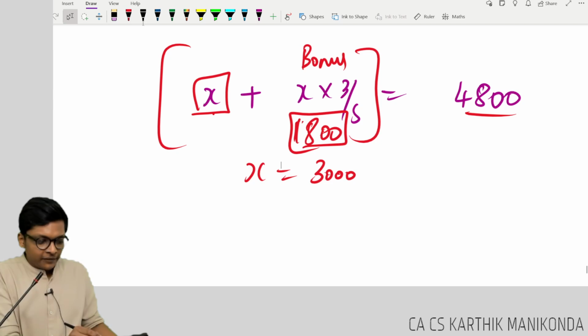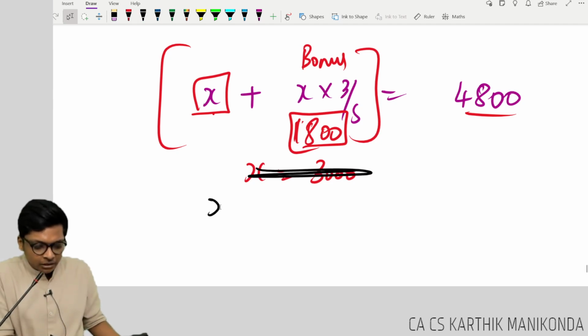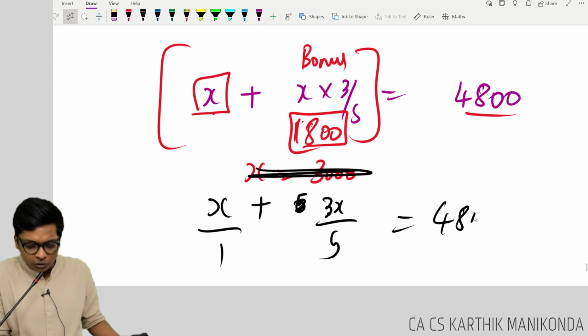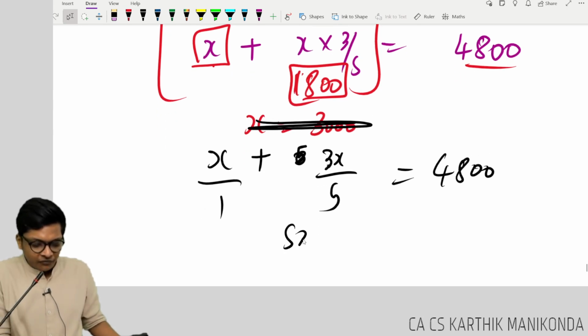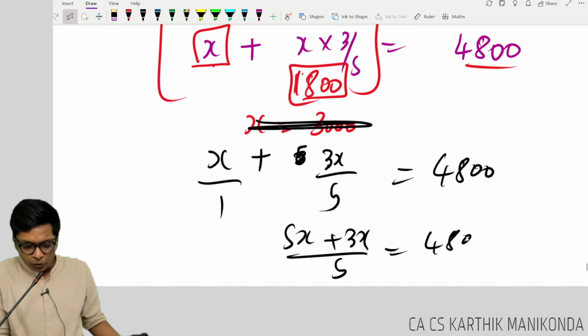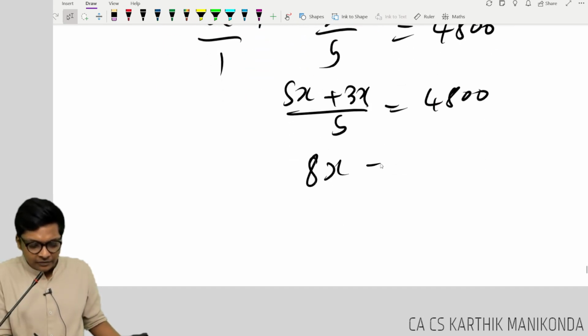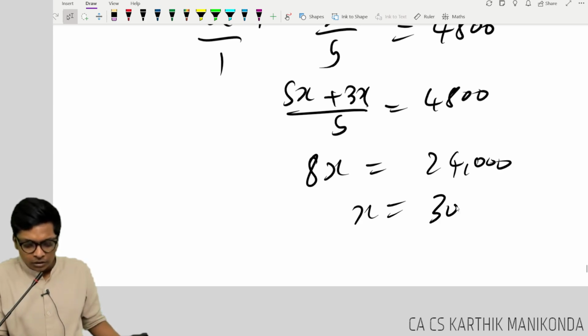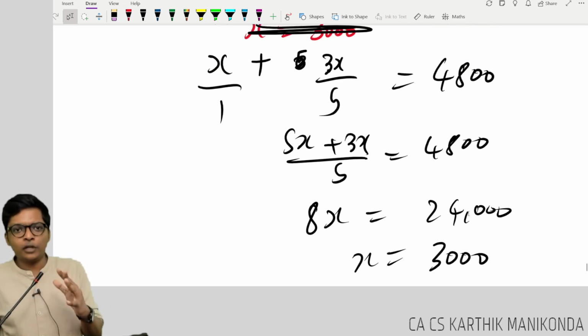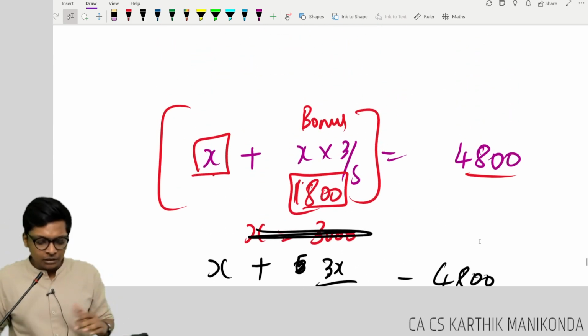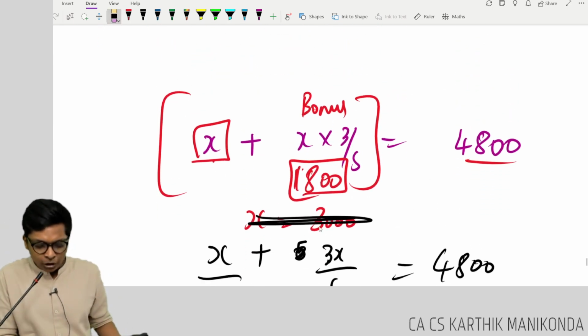If you want me to solve this, I will just solve it for everybody's comfort. LCM, guys. X plus 3x by 5 is equal to 4800. 5x plus 3x by 5 is equal to 4800. Then 8x is equal to 24,000. Therefore, x is equal to 3,000. Clear? If you have doubt, just for your comfort, otherwise you will tell sir didn't solve, and I can't record the video again.